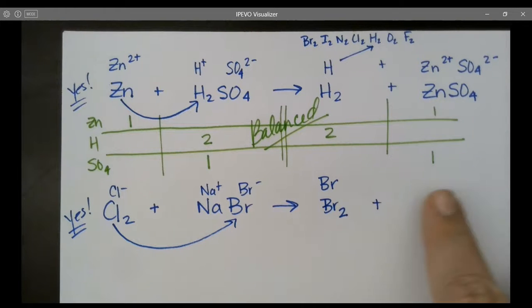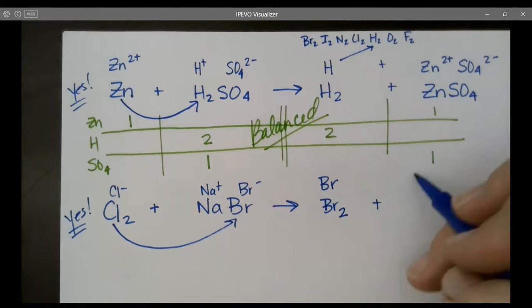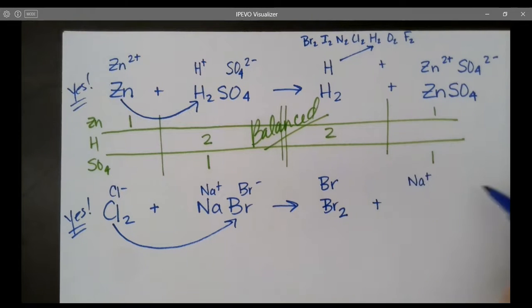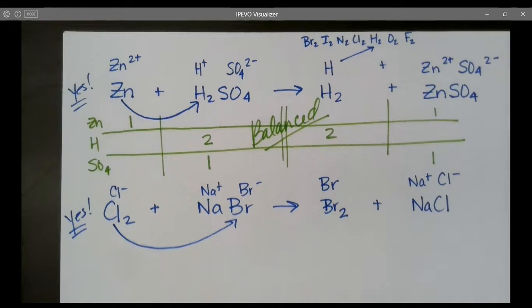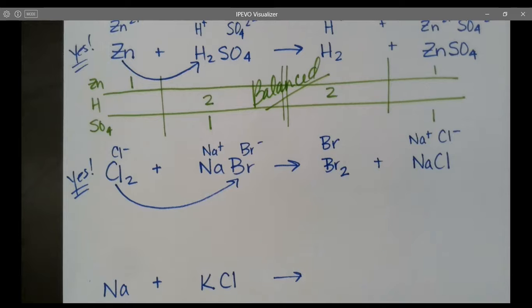Okay, and then my last part is going to be chlorine bonding with Na. So the positive always goes first, the negative always goes second. And in this case, I have a +1 and a -1. So I put them together, equal and opposite, 1 of each. Okay, and now I can balance this equation.